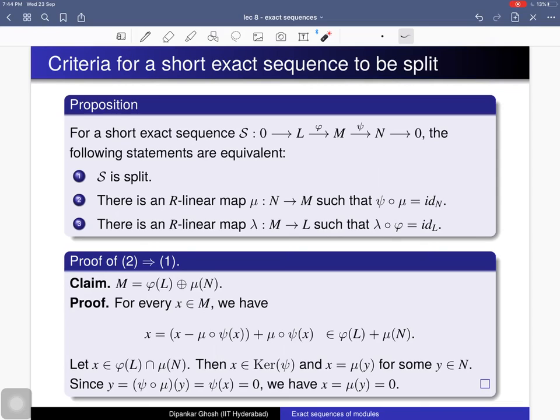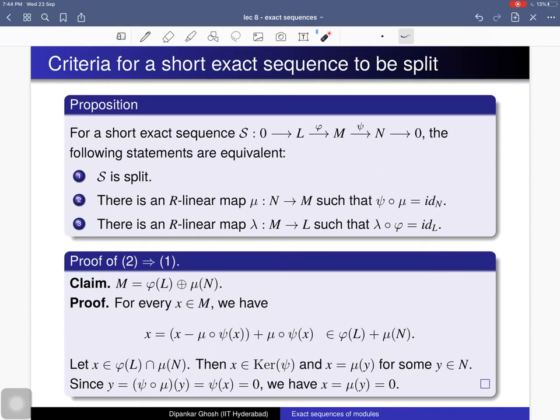But we should prove that this expression is unique, or equivalently we should prove that the intersection of these two submodules is trivial, that is the 0 submodule. So, you consider an element x in this intersection, and we should prove that that element is 0. Okay. So, since x is in the image of phi, that means x should be in the kernel of psi, because this is an exact sequence and the image of phi should be the same as the kernel of psi. Okay. Since x is in mu of N, that means x should be equal to mu of y for some y belonging to N.